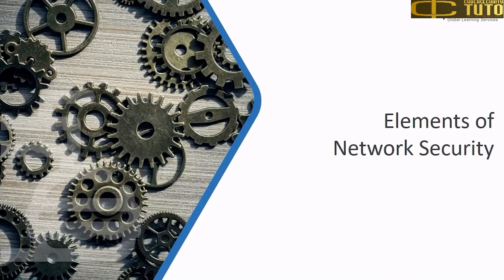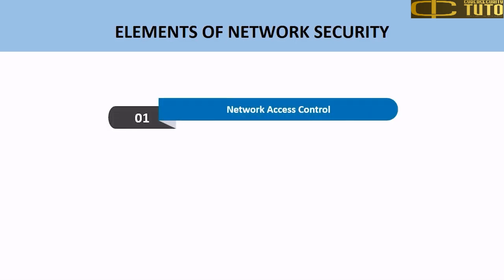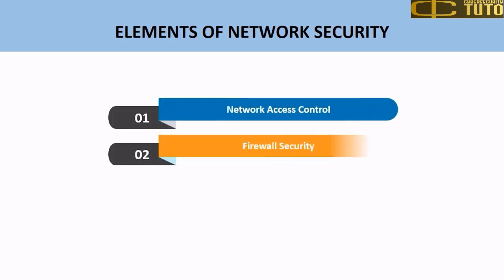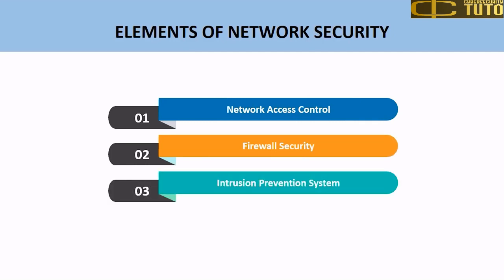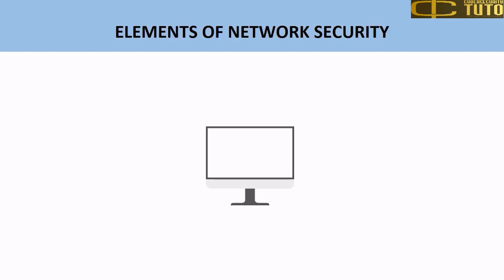Let us now look into the elements of network security. There are four elements of network security. The first one is network access control. The second one is firewall security. The third one is intrusion prevention system. The fourth one is security information and event management, or SIEM for short. Let us now look into each element in detail.